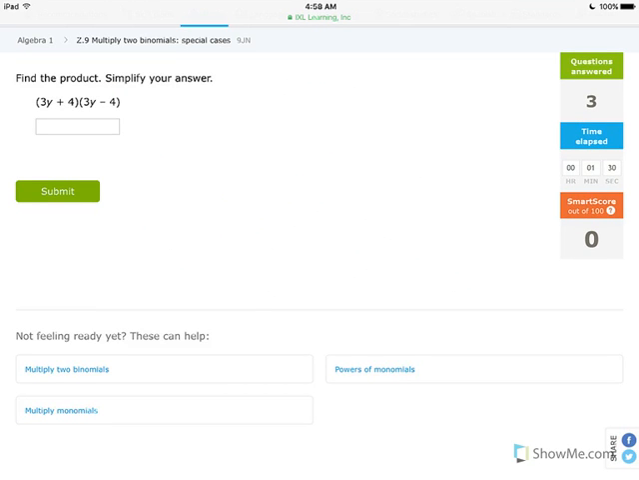And here's another one. So this one we don't need to rewrite, so we can just multiply. So 3y times 3y, 3 times 3 should get you 9, and then y times y is y squared. 3y times negative 4, 3 times negative 4 is negative 12y. And then distribute the 4. So 4 times 3y should get you positive 12. So positive 4 times positive 3 is positive 12y.